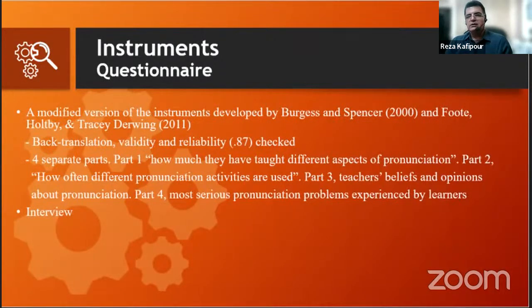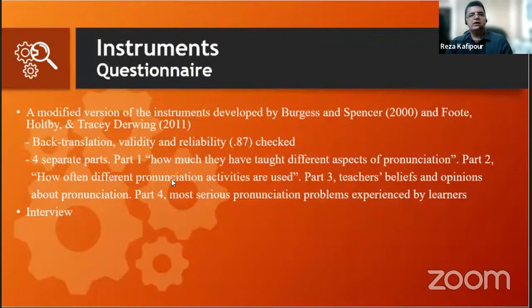So if we want to calculate the number of items in this questionnaire, it is a 74-item close-ended questionnaire that elicits information on 4 main topics, as I told you. The first part, demographic information, 10 questions. Pronunciation teaching practices, something around 38 questions. Opinions and beliefs about pronunciation, 21 questions. And level of training and confidence to teach pronunciation, 5 questions.